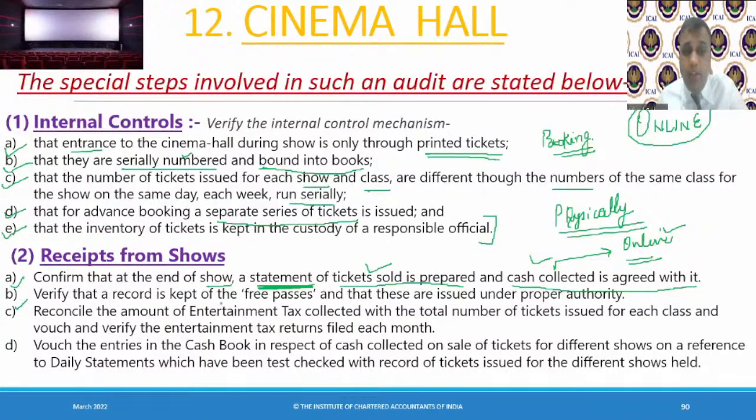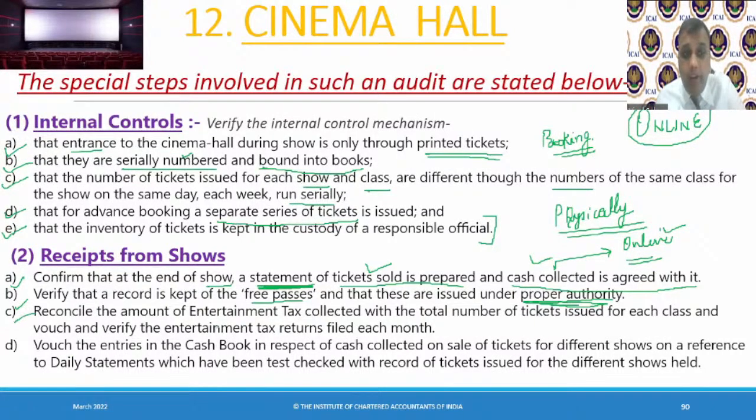So a record is kept of the free passes, and these are issued under proper authority. Free tickets, you get free tickets. You just make a transaction of this much amount on the app, and this particular app will give you free movie tickets every fortnight or monthly. So there, a record of free passes is maintained, and it is being issued with proper authority, and the proper terms and conditions are satisfied.